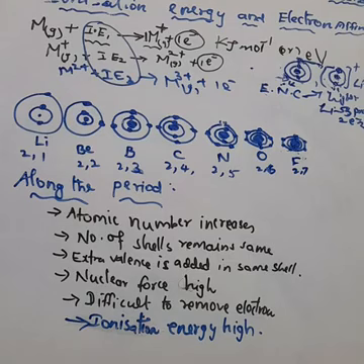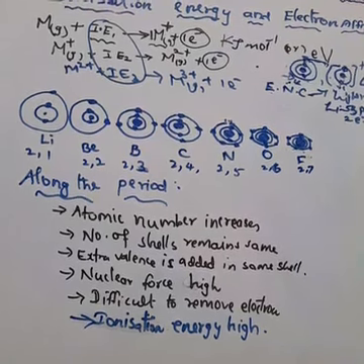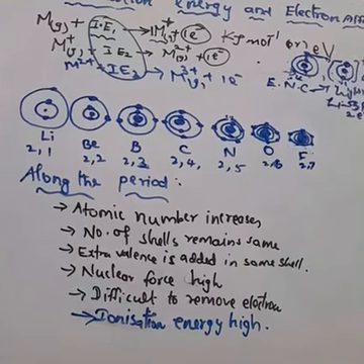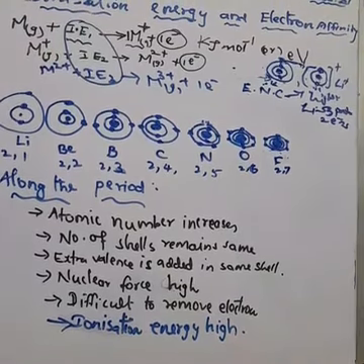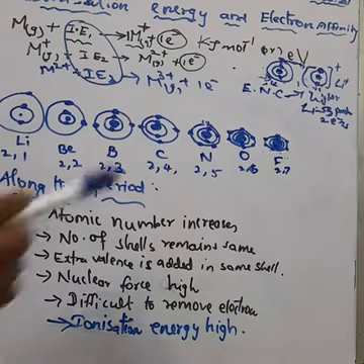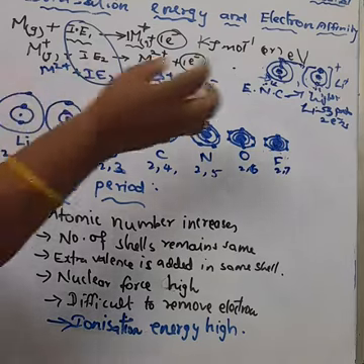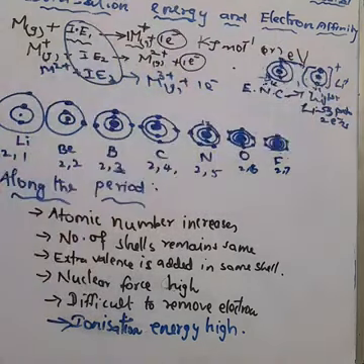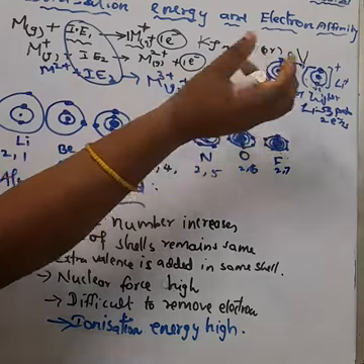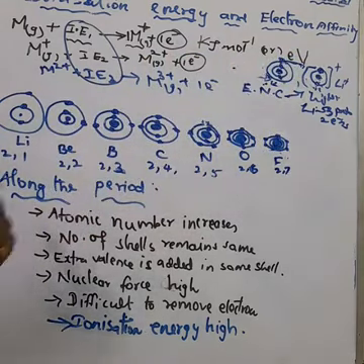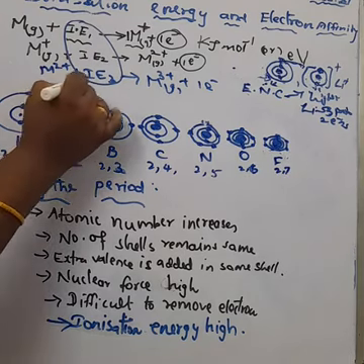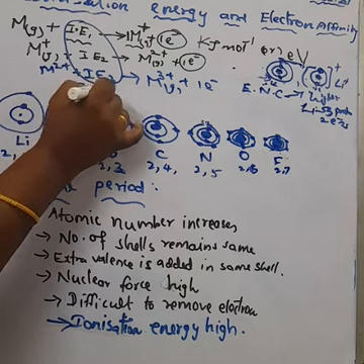So because of this higher effective nuclear charge, the atomic size will be reduced. These 2 electrons are tightly attracted by this nucleus, because the nuclear charge is higher here than in the neutral atom. Understood? So when we write the increasing order of ionization energies, the first ionization energy is smaller than the second ionization energy.